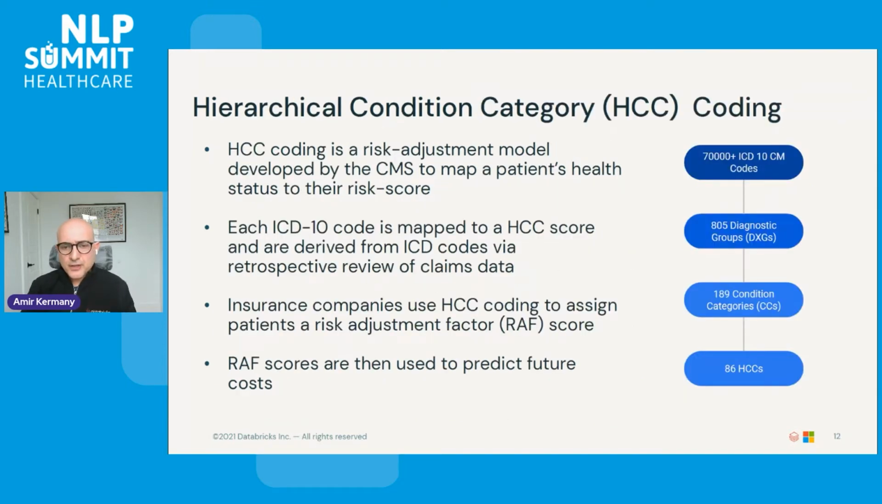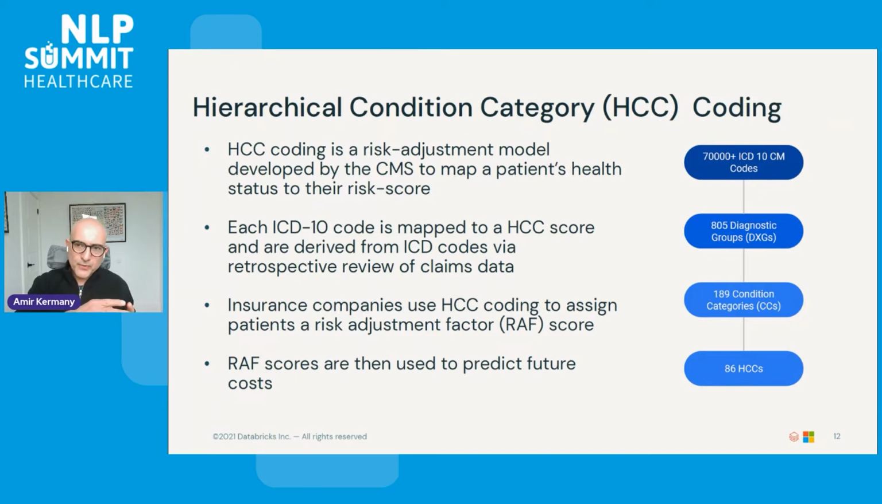A bit of background: hierarchical condition category, HCC coding, is in fact a very interesting application of machine learning, looking at retrospective longitudinal data. The risk adjustment model is developed by CMS, which has access to all the claims data historically, and using that, they map a patient's health status to their risk score. For each ICD-10 code, each mapped condition, you have a numerical value, the HCC score. Insurance companies use that HCC score in aggregate to assign each individual a risk adjustment factor, or RAF score.